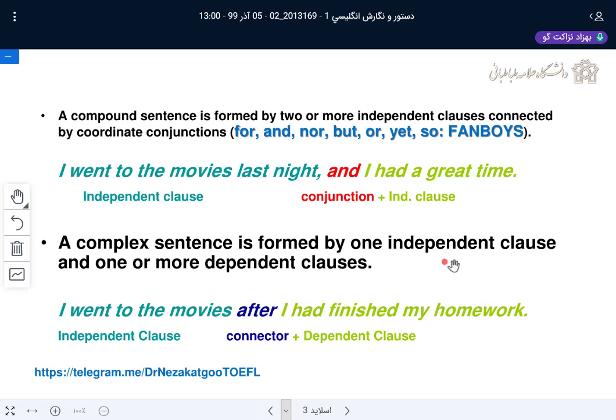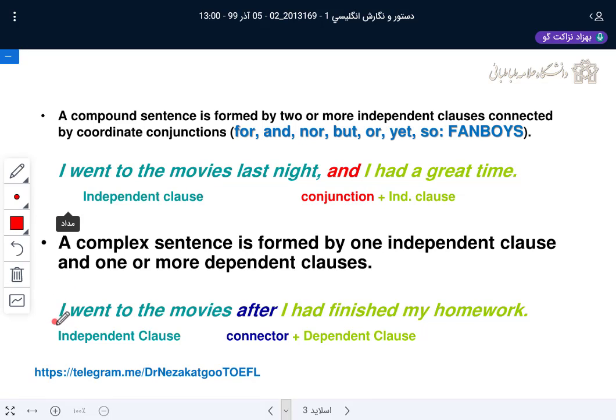Let's go to the complex sentence. It is formed by one independent clause and one or more dependent clauses. Is it true? Yes. Okay, so we can have two or more independent clauses. Here we have one. I went to the movies after I finished my homework. So again, it follows the same old rule.